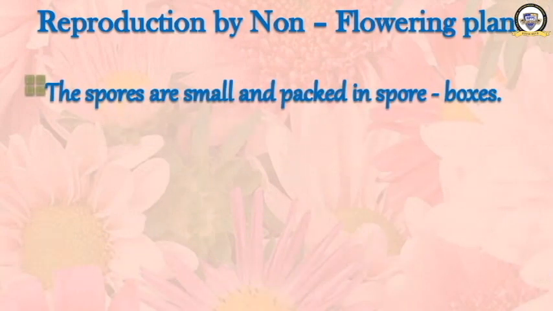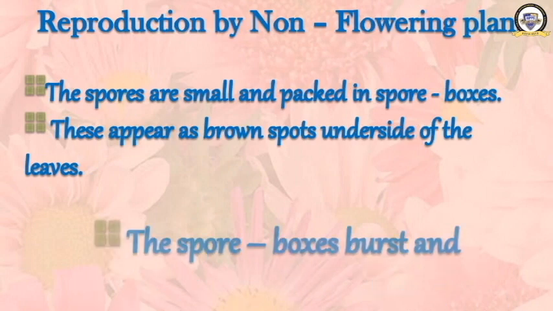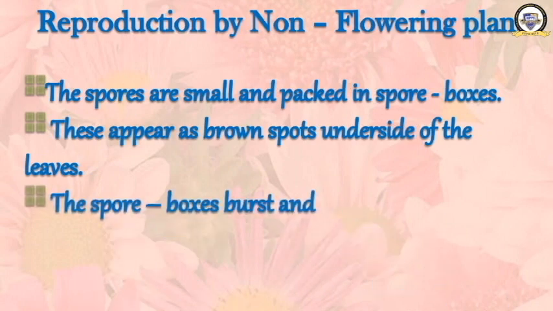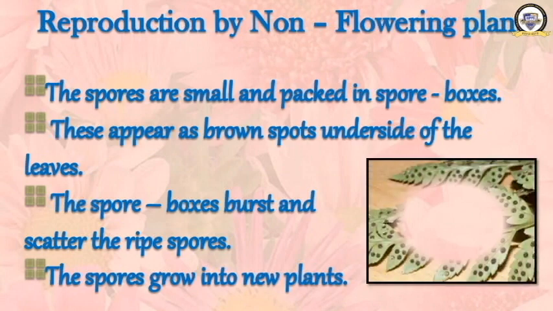Right? The spores are small and packed in spore boxes. What are spores? They are very small and they have been packed in the spore boxes. These appear as brown spots on the underside of the leaves. Where do we find these spore boxes? They are found on the underside of the leaves. On the upper side we cannot see them. The spore boxes burst and scatter the ripe spores, and the spores grow into new plants.